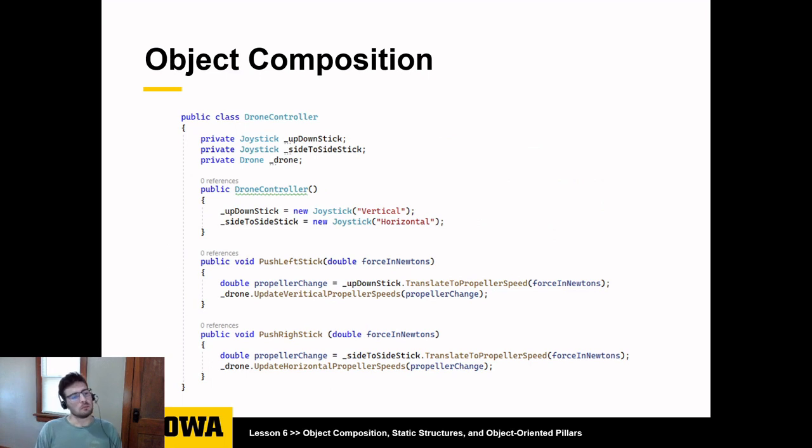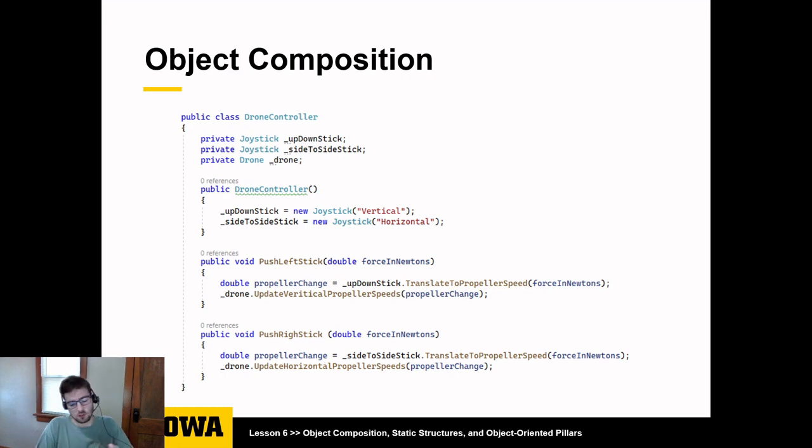So a slightly more interesting example here is this drone controller class. So we have some private fields for an up-down stick on a drone controller and a side-to-side stick on a drone controller. And then we also have the drone that the controller is controlling. Okay, so we have these other objects that are in the definition for a drone controller, and we can use those other objects within this drone controller to do some work for us.